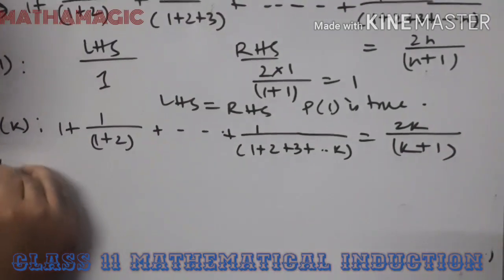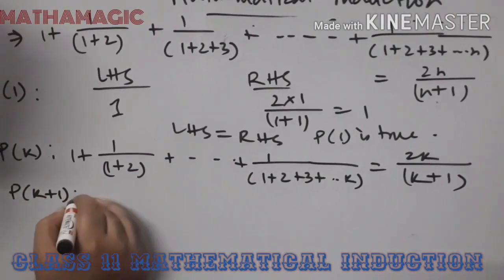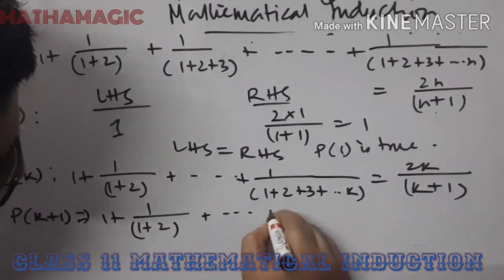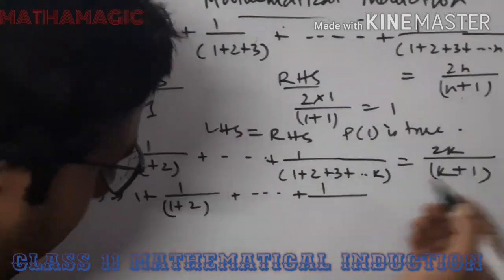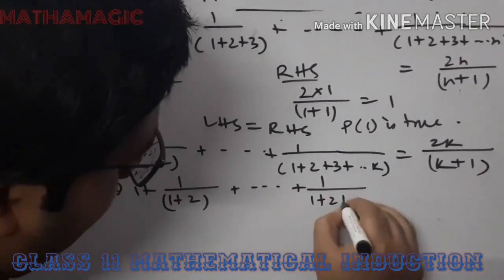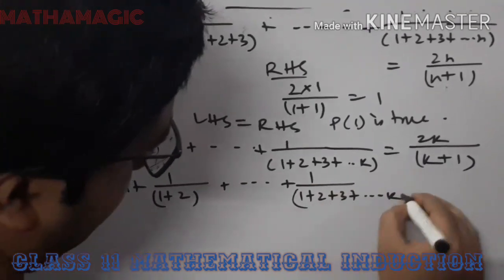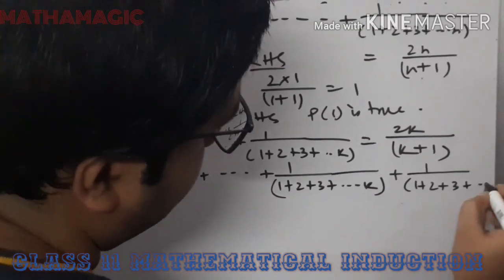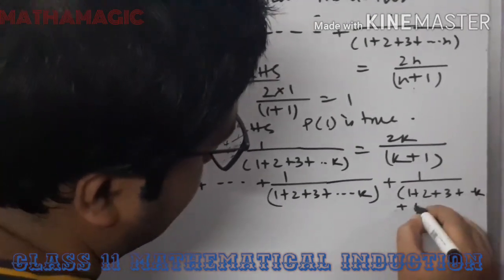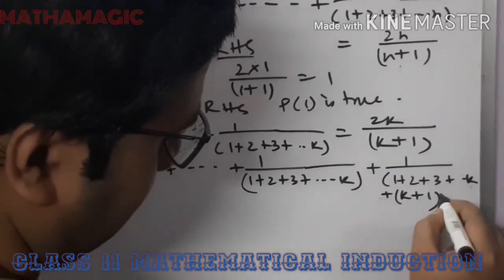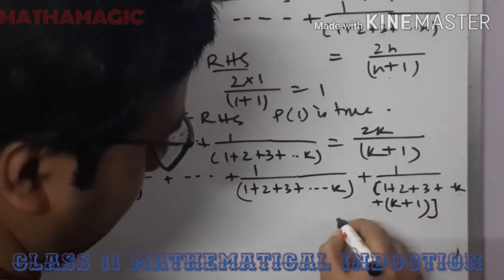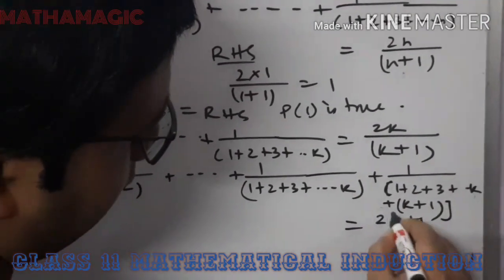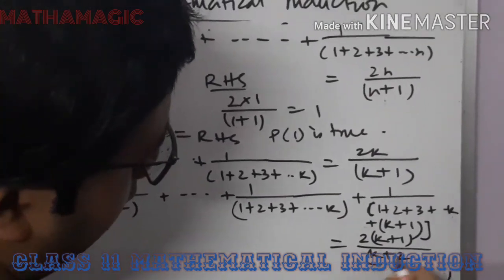Now what is the thing we have to prove in case of P of k plus 1? We have to prove that 1 by 1 plus 2, up to, we have to write this one, then the next step, 1 by 1 plus 2 plus 3 plus dot dot dot up to k plus k plus 1. So this is the next thing. We have to put k plus 1 in place of k. So it will be 2 into k plus 1 divided by k plus 2.